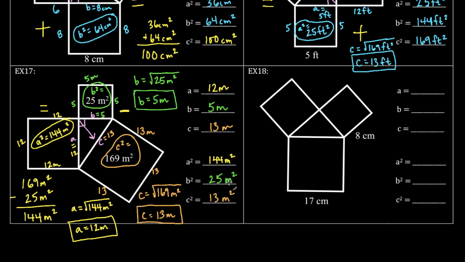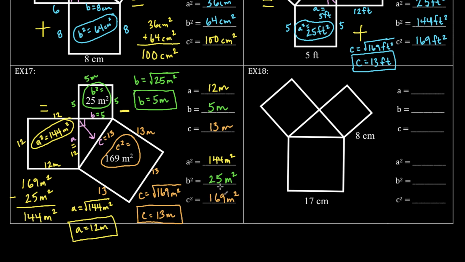So something before we move on to the next one. If you notice, this 144 meters squared and this 25 meters squared give us 169 meters squared. So let me explain that again. The 144 meters squared plus the 25 meters squared gives you the 169 meters squared. But the 12 and the 5 don't give you 13. It doesn't work here. It's only the areas that it works for.